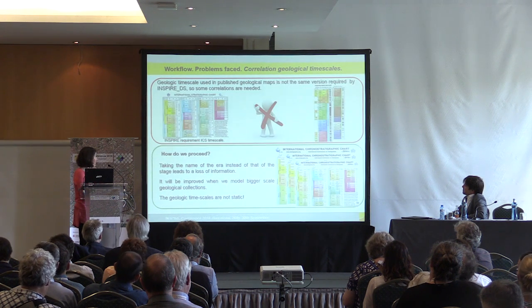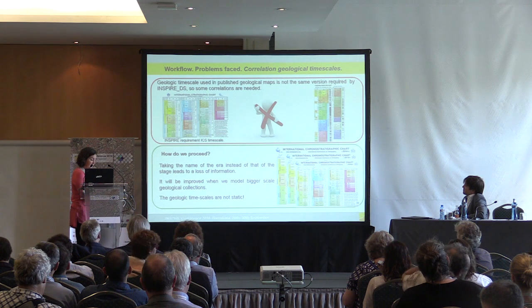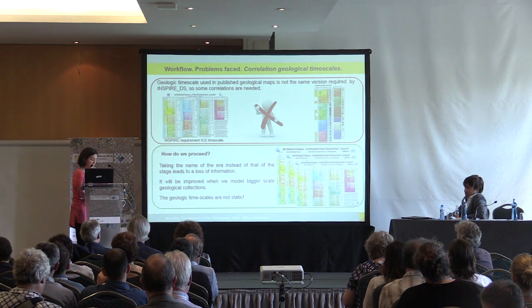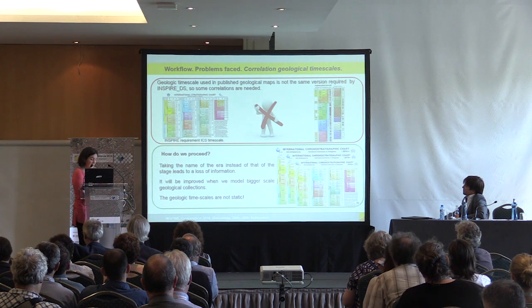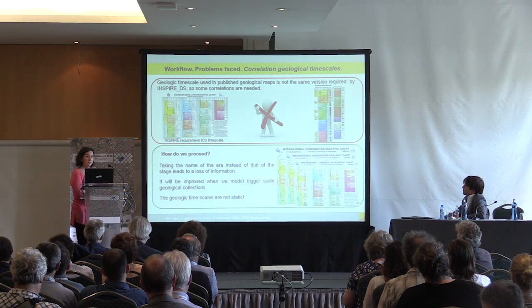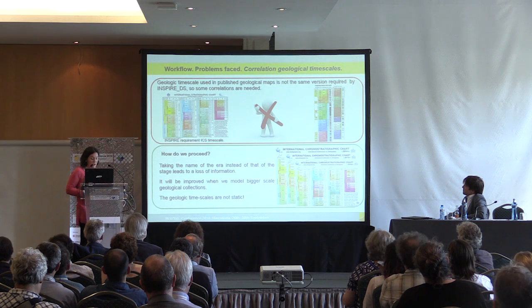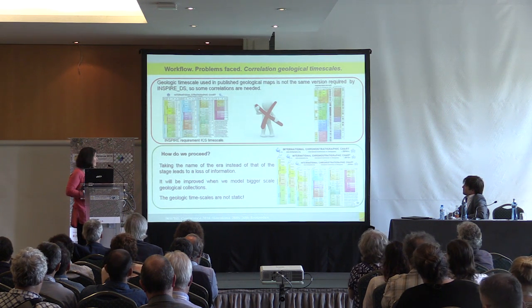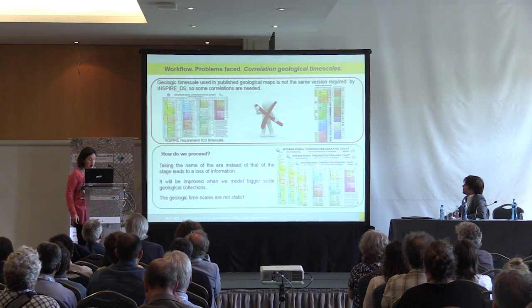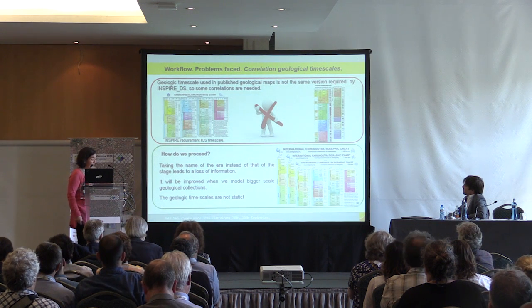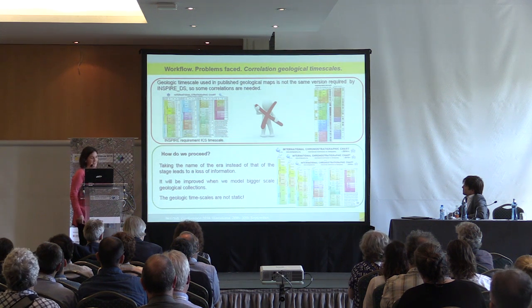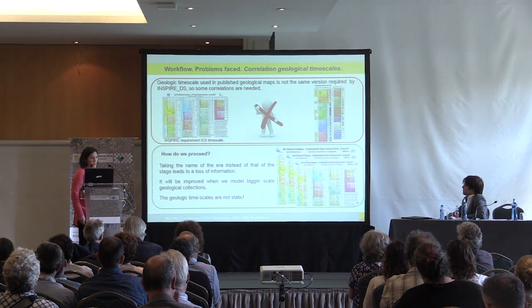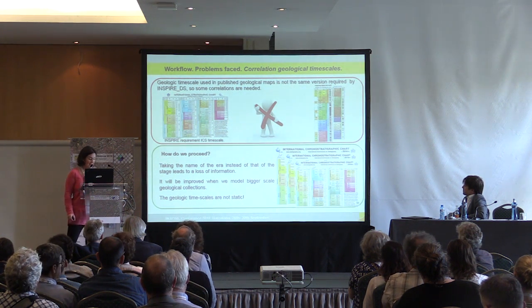The last geologic problem we find is that in INSPIRE it is necessary to provide geologic age using a geochronologic time scale defined by the ICS, the International Commission on Stratigraphy, but the geologic time scales are not static. For the geologic collection 250,000, an older version of the time scale was used. To solve this problem, we studied the relations between some time scales, but taking the name of the era instead of that of the stage leads to a loss of information. But this will be improved, we hope, when we model bigger scale geological collections.